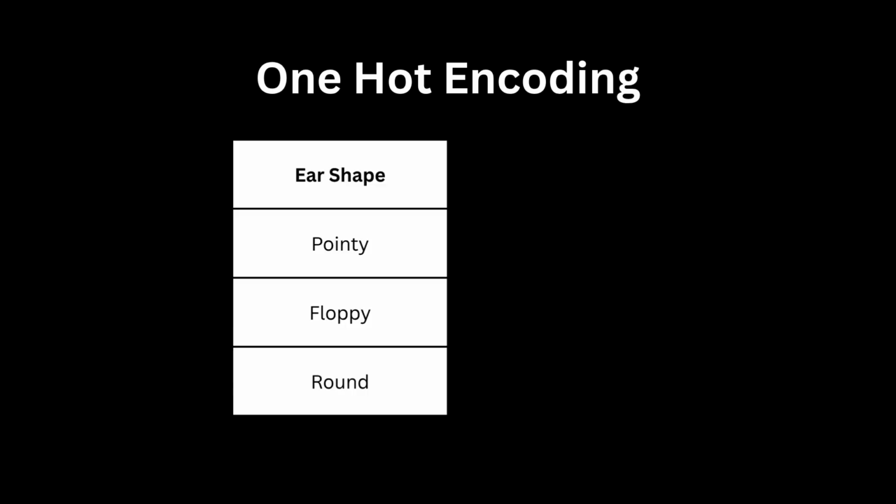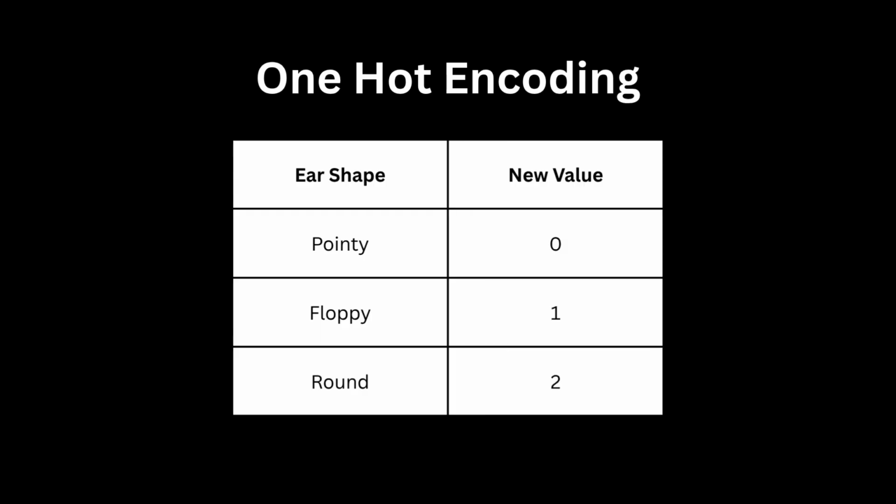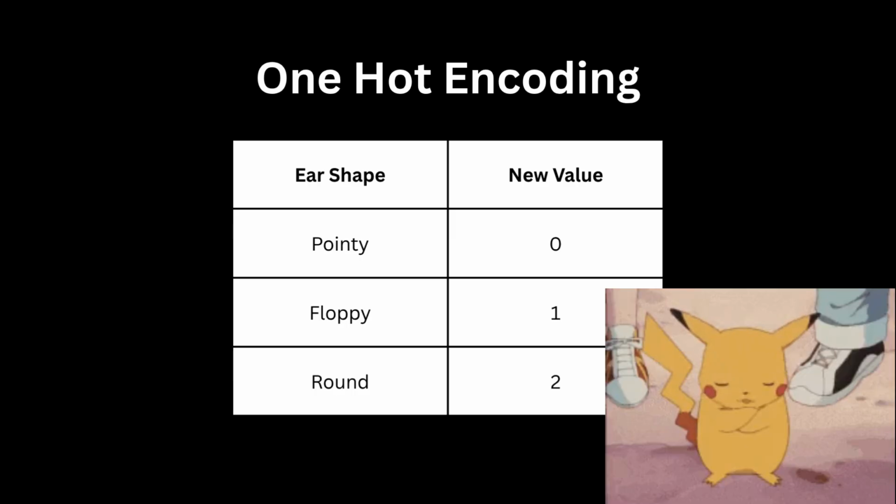Imagine you have three ear shapes, pointy, floppy, or round. If we give them numbers like pointy equal to 0, floppy equal to 1, and round equal to 2, the decision tree will think these numbers have an order. It will believe pointy is smaller than floppy and floppy is smaller than round. But in reality, ear shapes don't have order. They are just different types, not better or worse.